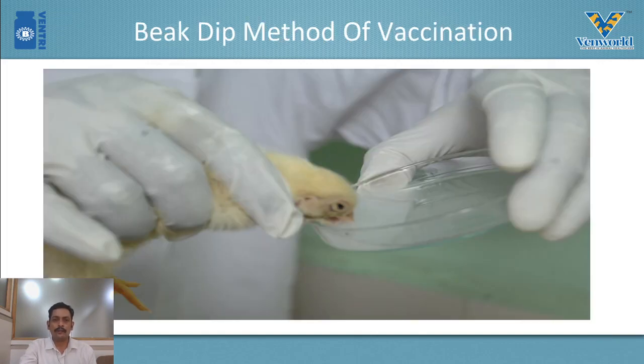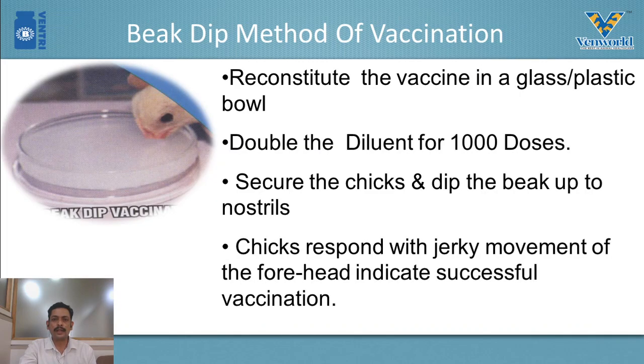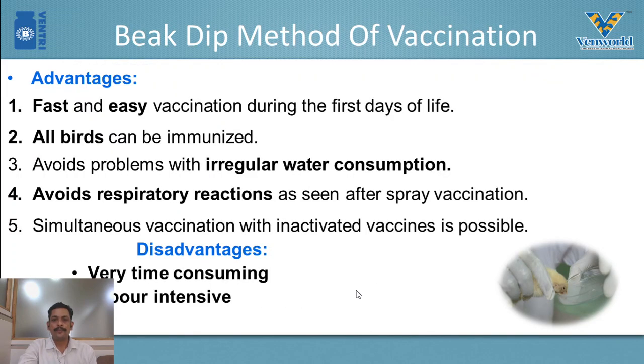So this is the second way of the big dip method of the individual vaccinations. In this method, again, we can reconstitute the vaccines in a glass or plastic bowl. Then in this case, we have to double the diluent for the 1000 dose, because big dipping requires more diluent. So double the diluent for the 1000 dose. Then secure the chick and dip the beak up to the nostrils. Chicks that respond with jerky movements of the forehead indicate successful vaccination.